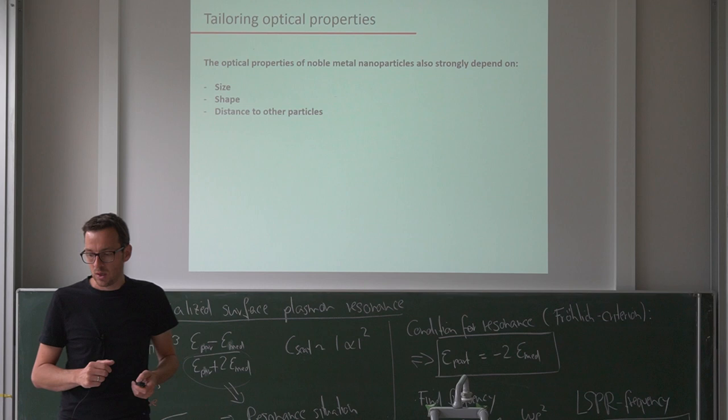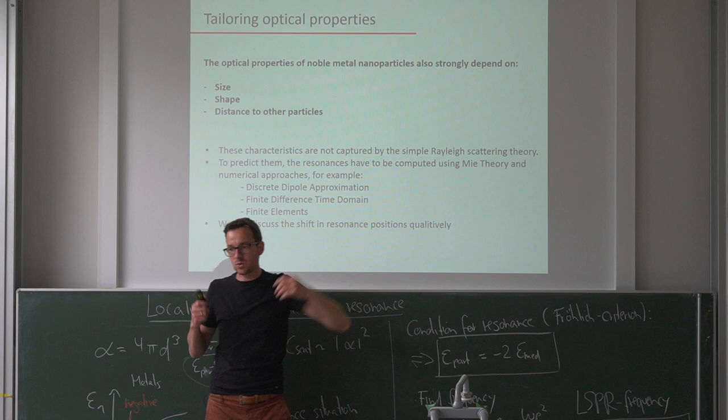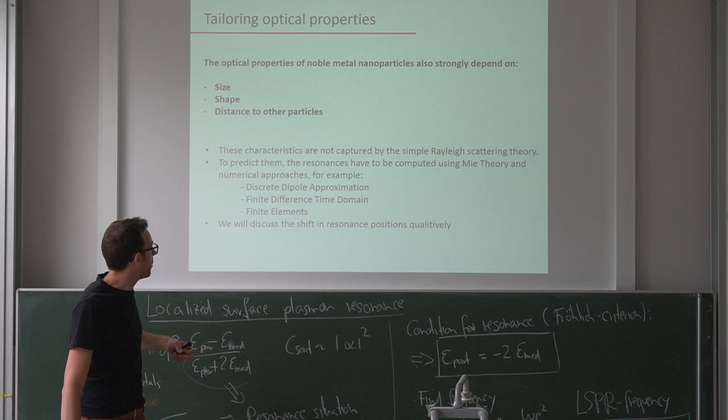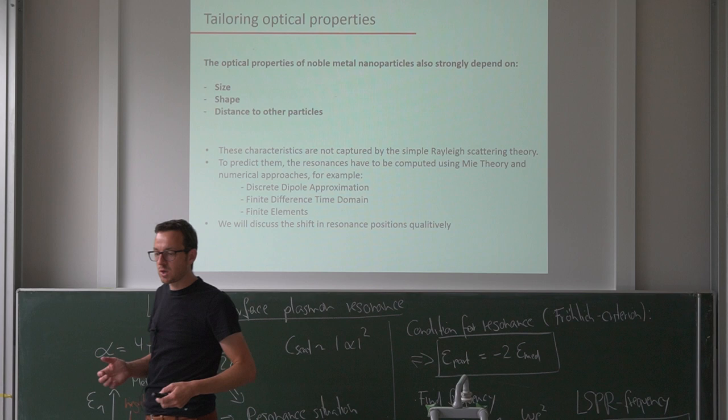And in order to discuss this, we cannot really use the simple Rayleigh scattering image or simple scattering theory provided by Rayleigh. If the particles become larger, then we cannot use this electrostatic approximation, and then everything becomes more complicated. And we've seen that we can use Mie theory to actually solve Maxwell's equations and then get the complete optical properties of such a nanoparticle.